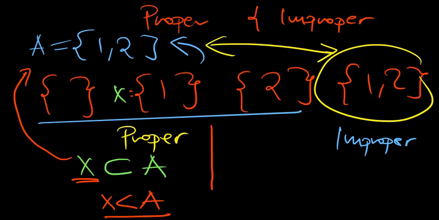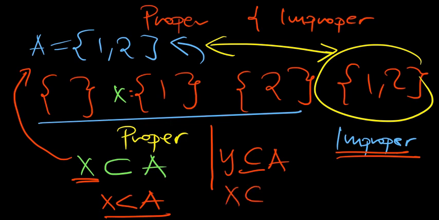Now, on the other hand, for the improper subset, we don't have any symbol for an improper subset, for your own information. We don't have any symbol. So in such a case, there's nothing we can do but just say, if we call it Y, Y is a subset of A. Now, notice that I can also say that X is a subset of A.